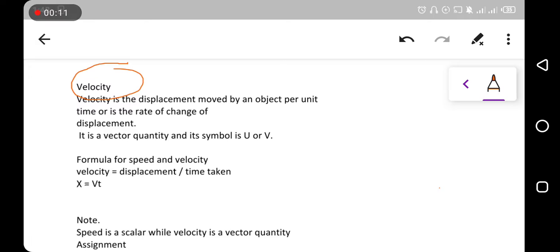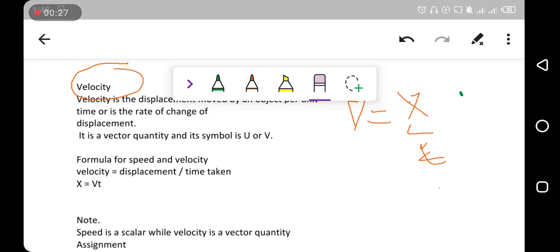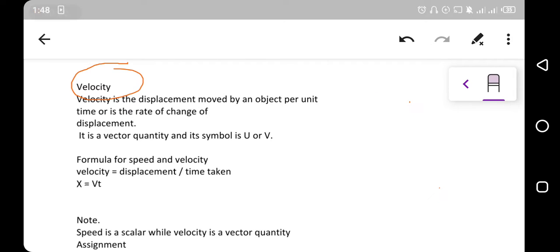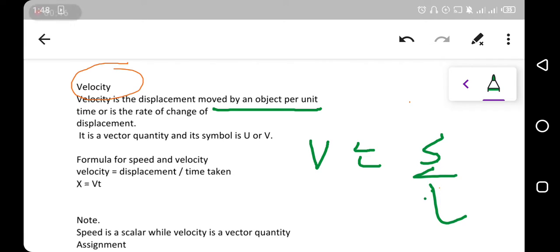We already discussed speed, and we see that speed equals distance over time. Speed and velocity are quite different. So what is velocity? Velocity is the displacement moved by an object per unit time. We may say the velocity v equals displacement s over time. So this is velocity.